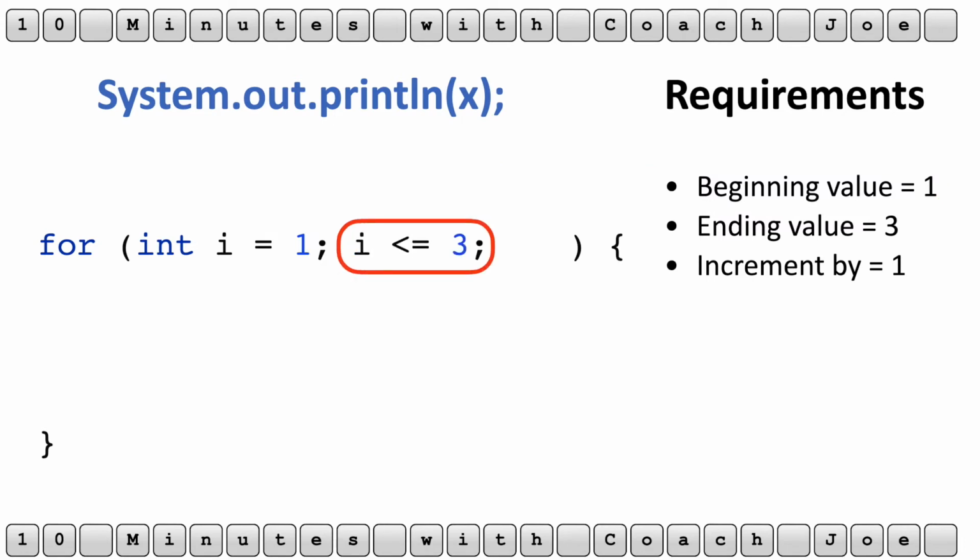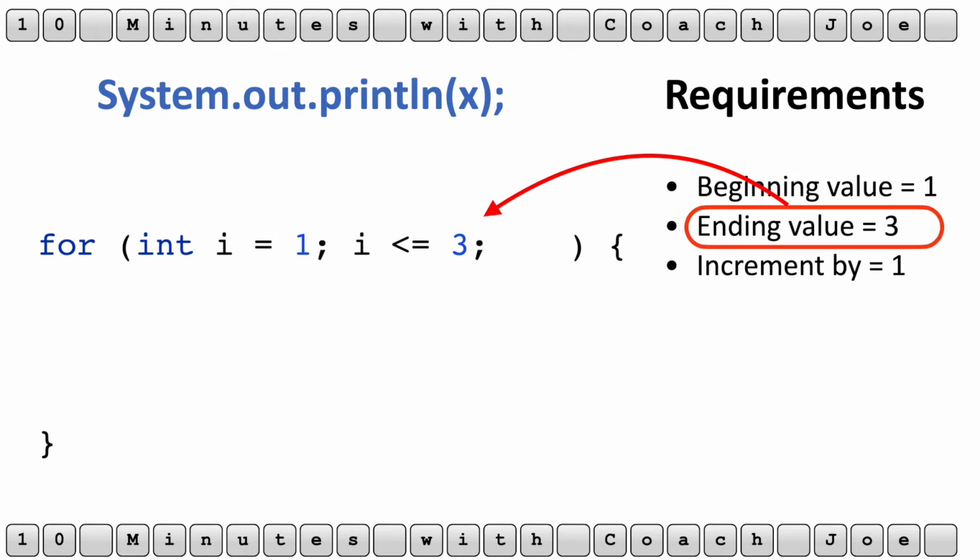The second component is a condition that, if true, will continue to execute the for loop code block. If the condition is false, the for loop is over. i less than or equal to 3 is the condition. The requirements has the ending value of 3. So, if i is less than or equal to 3, the result of the condition is true and the code block will be executed. Once the value is 4 or higher, the condition will be false, meaning the code block is not executed and the for loop will end. The semicolon is used to end this command.